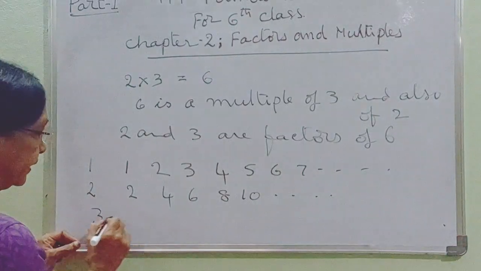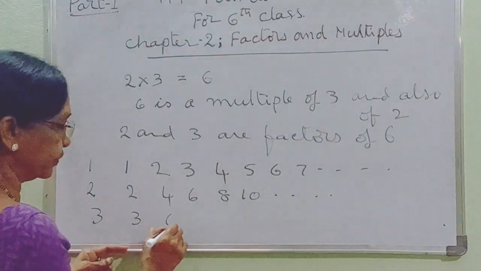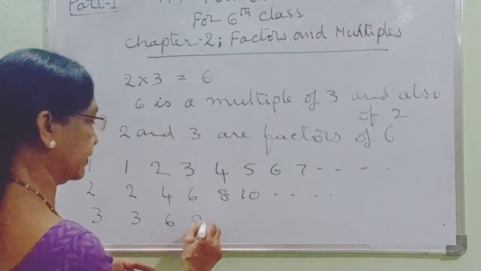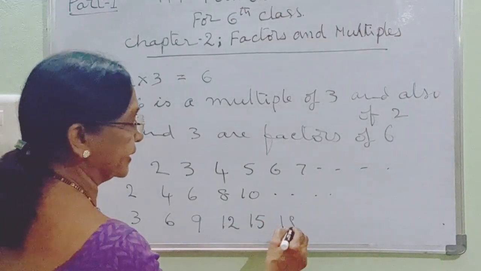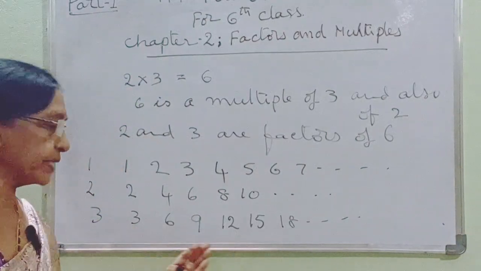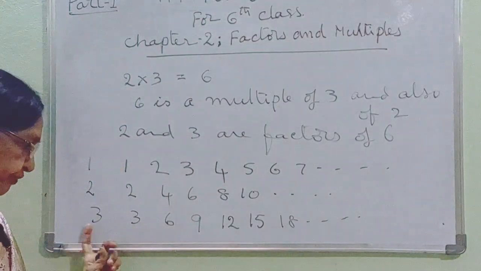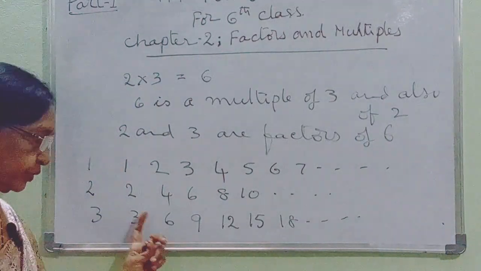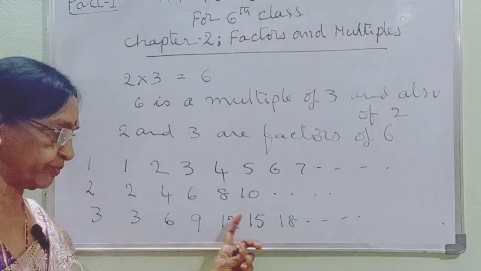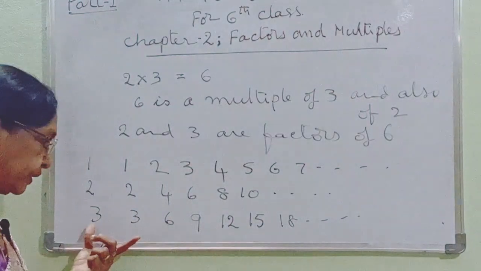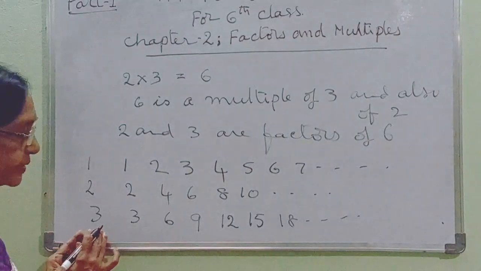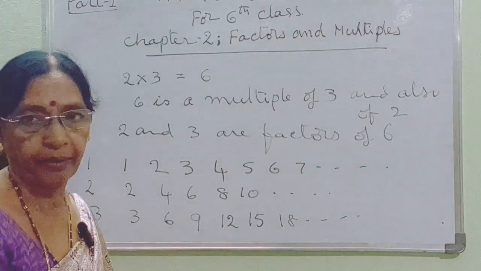Next, if we take 3: 3 ones are 3, 3 twos are 6, 3 threes are 9, 3 fours are 12, 3 fives are 15, 3 sixes are 18, etc. These numbers are the multiples of 3. So 1 time, 2 times, 3 times, 4 times, 5 times, etc. Therefore, all these numbers are called the multiples of 3, and 3 is a factor for all these numbers.